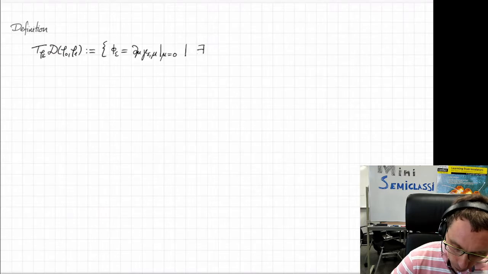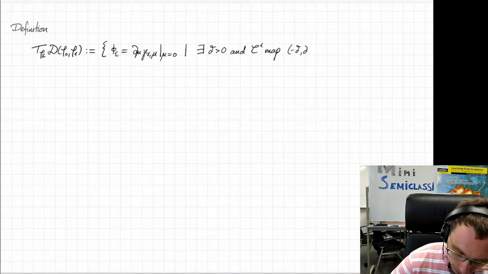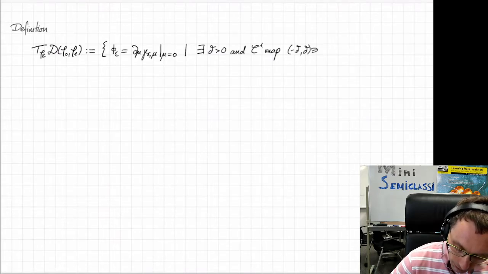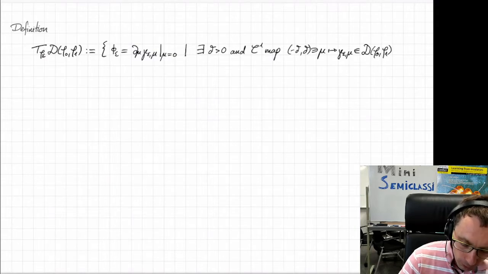So what is gamma epsilon mu? Well, there exists delta and a C1 map. And this C1 map has a parameter mu, which comes from the open interval minus delta to plus delta. The size of the interval, as long as delta is strictly greater than 0, doesn't really matter. So this is a path in D phi naught phi 1. So you can think of this as a homotopy of paths. But it's a little bit confusing perhaps because you have time as a parameter and you have this mu as a parameter.